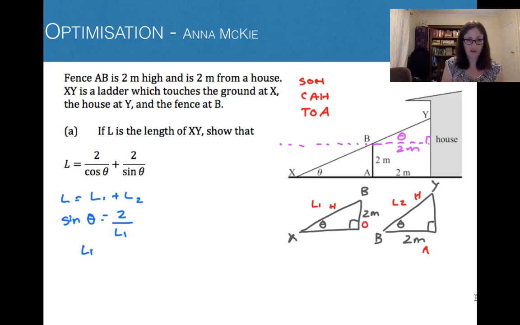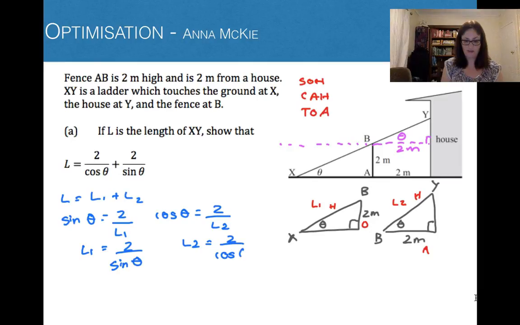Let's rearrange for L. We've got 2 on sine theta. And our second triangle, we have the adjacent over the hypotenuse, so we need cos. So construct a formula. Cos of theta is equal to 2 over L2. Rearrange. We've got 2 on cos theta. So adding them together, it wants it in this form though, so let's put L2 first. We've got L is equal to 2 on cos theta, add 2 on sine theta. So we've shown what we were asked to show.